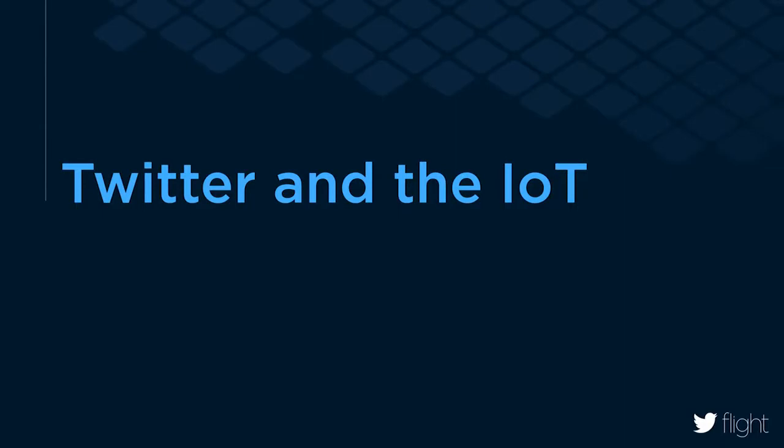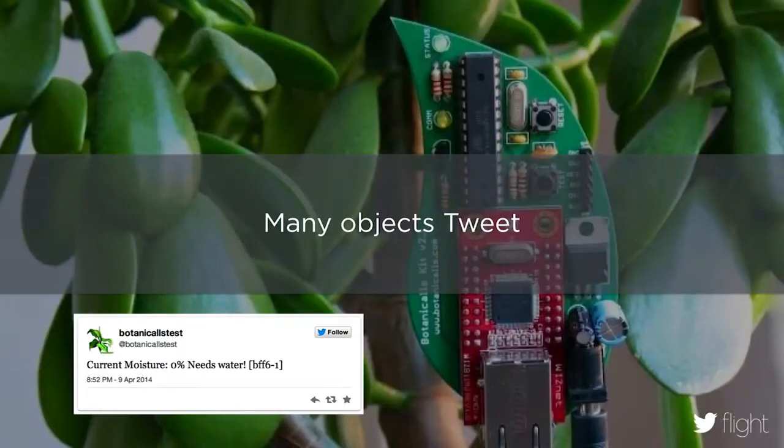So how does all of this relate? How does the Internet of Things, this broadcast network, relate to Twitter as a real-time information network? Well, in actual fact, Twitter was born in about 2006. I joined in 2007, and this little guy here, Botanicalls' plant sensor, was actually first hooked up to Twitter in 2008. So many objects tweet, and they have been doing so for quite a long time now.